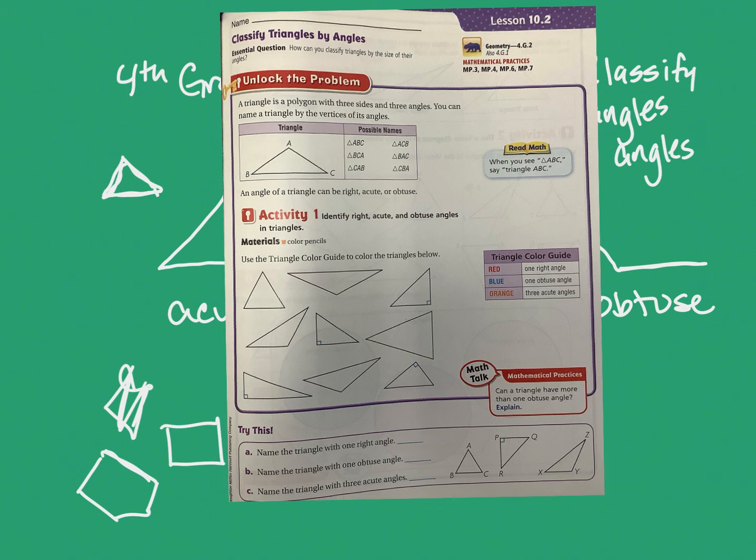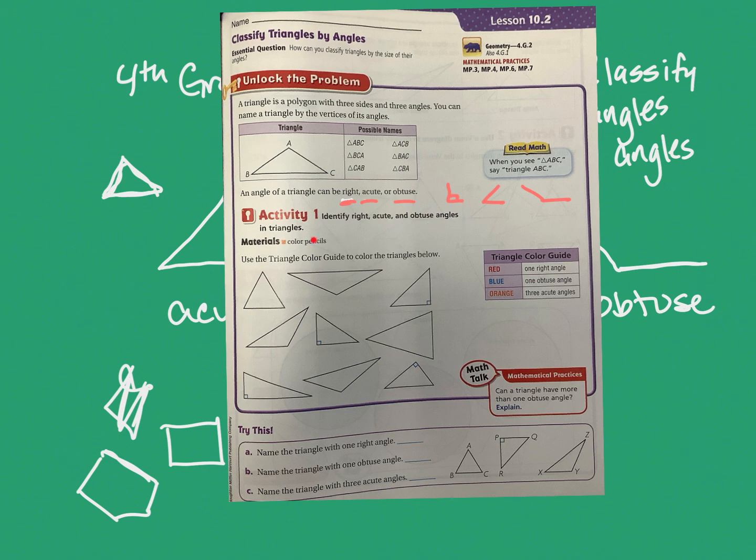And unlike an angle, you don't have to have one specific vertex. An angle only has one vertex. This has three, so we can just go in whatever order we want. An angle of a triangle can be right, acute, or obtuse. So this is going to be key, and that's why I reviewed it. Right angle, acute, or obtuse.